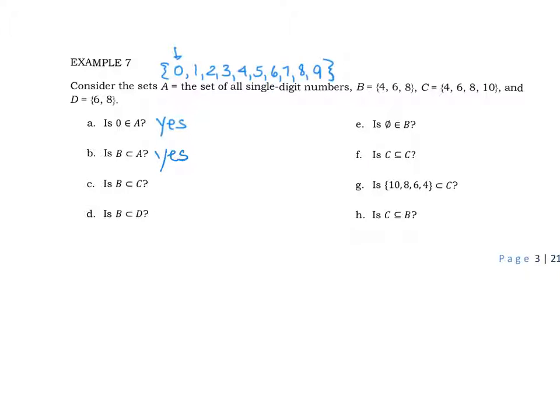Is B a proper subset of C? Well, first of all, we see that set B has fewer elements than set C, so that's a step in the right direction. Now let's make sure that it's a subset. 4 is an element of C, 6 is an element of set C, and so is 8. So that is another yes.